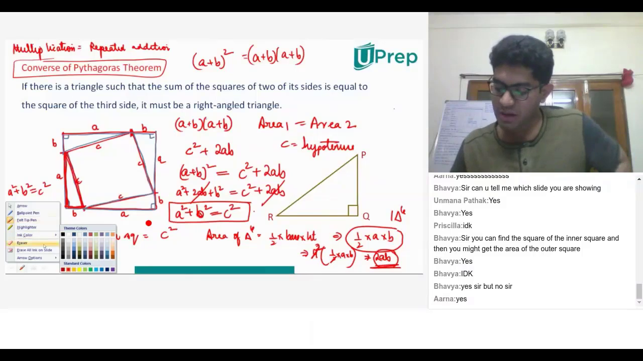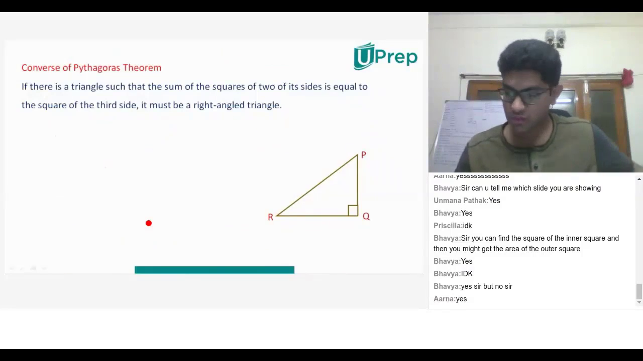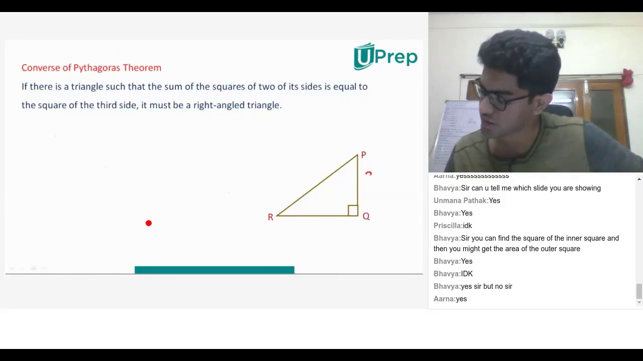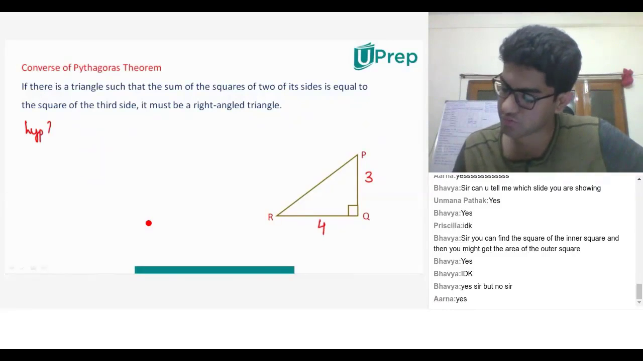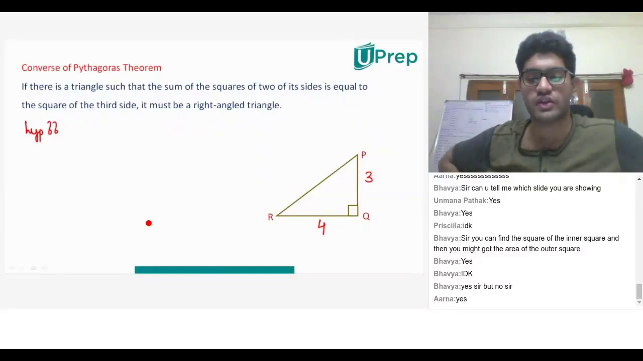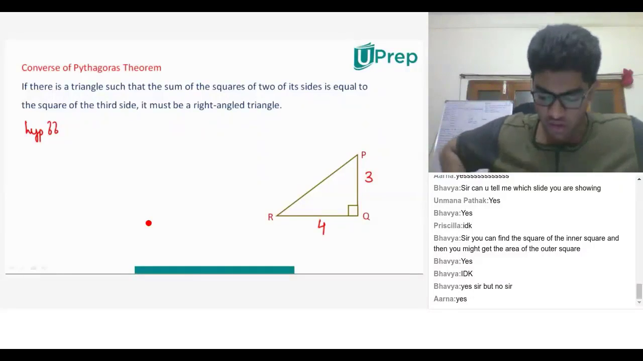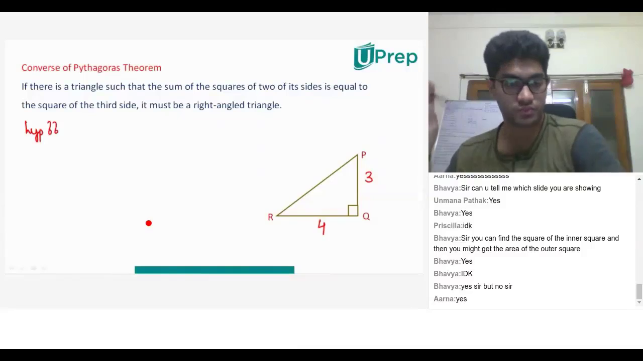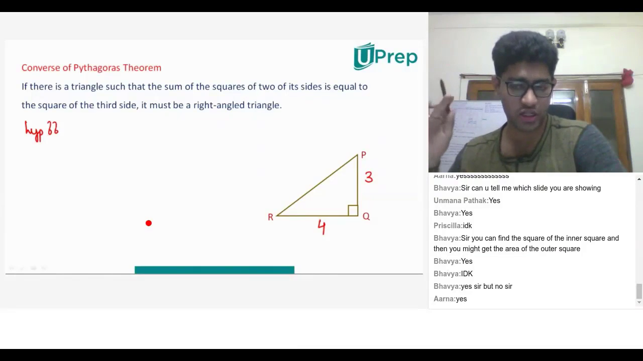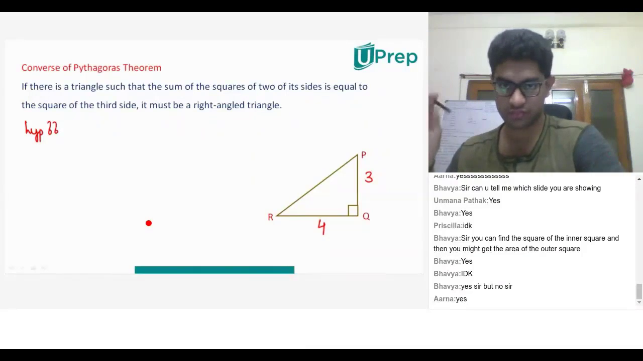Let me take one example to explain this to you. If this is 3 and this is 4, guys, what is the hypotenuse? Quickly, what is the length of the hypotenuse? I've given you two sides. It should not take more than a minute. 5.